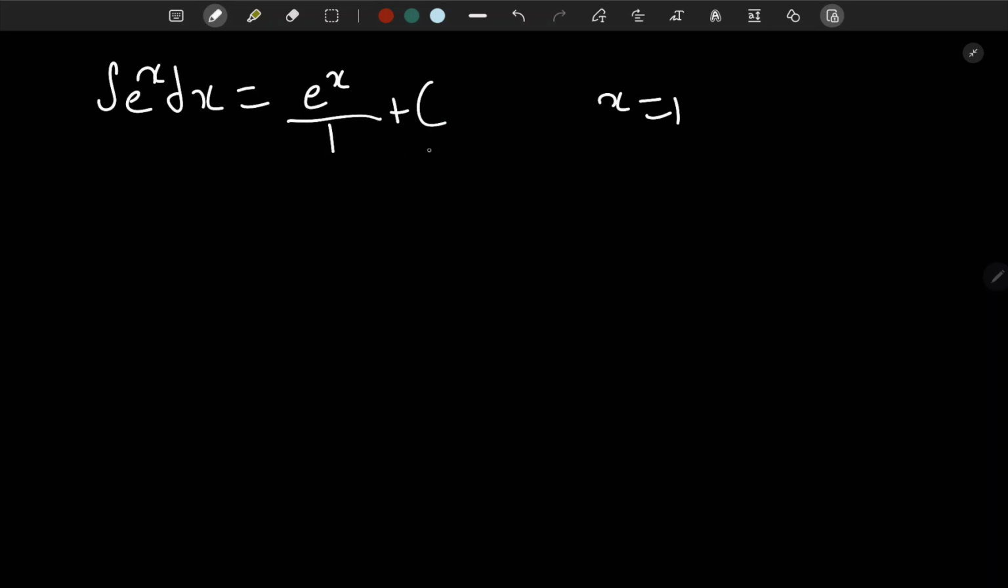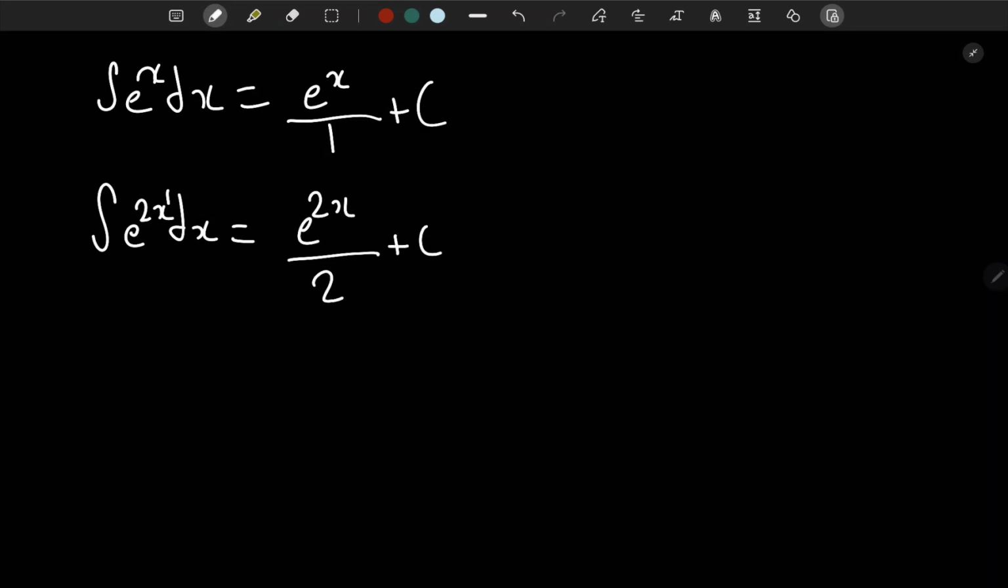Let's take another example now. The integral of e to the power of 2x dx. In our case, again, we check the exponent of x, so it's 1, so we can use the same easy way again. It's going to be e to the power of 2x all over the derivative of 2x, which is 2, plus c.